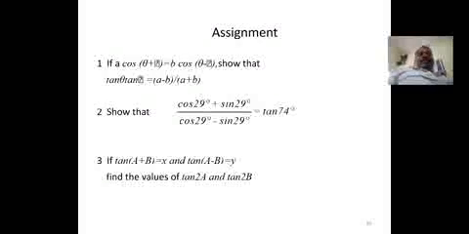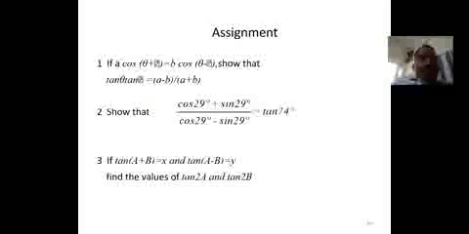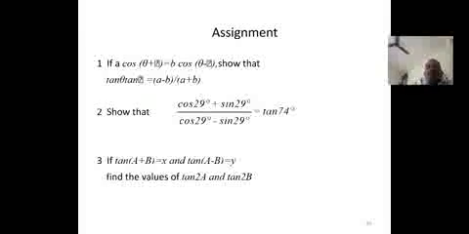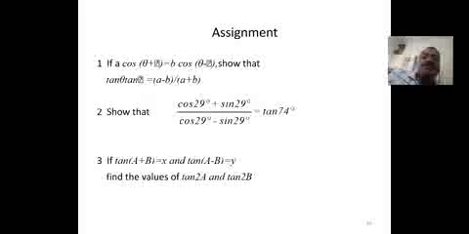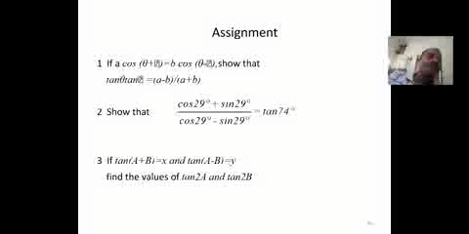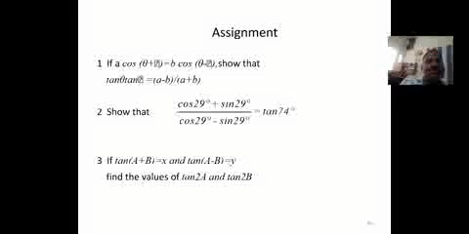If tan of a plus b equals x and tan of a minus b equals y, then find the values of tan 2a and tan 2b. Here, tan 2a you can write as tan of a plus b plus a minus b, since 2a is a plus b plus a minus b. That is tan (a plus b) plus tan (a minus b) by 1 minus tan (a plus b) into tan (a minus b). So the result of tan 2a is (x plus y) by (1 minus xy).